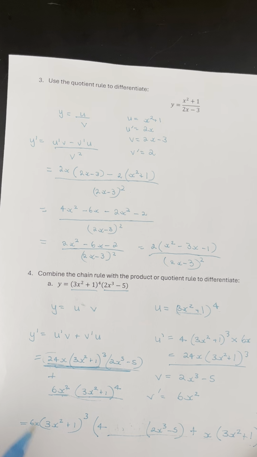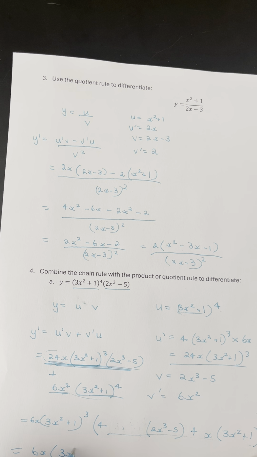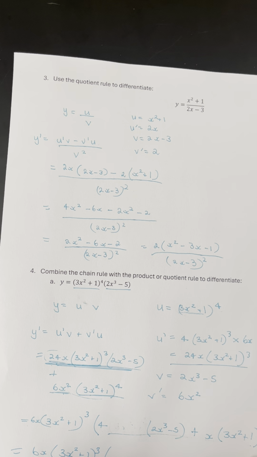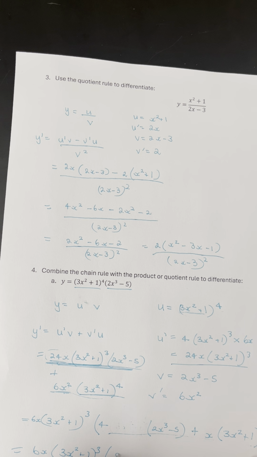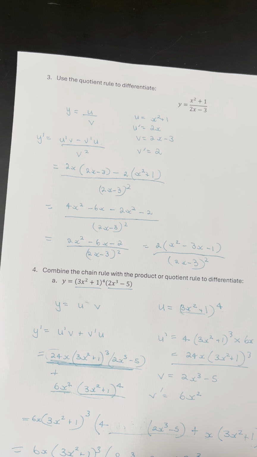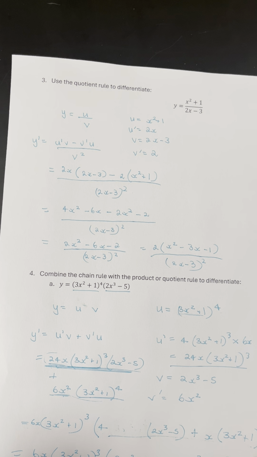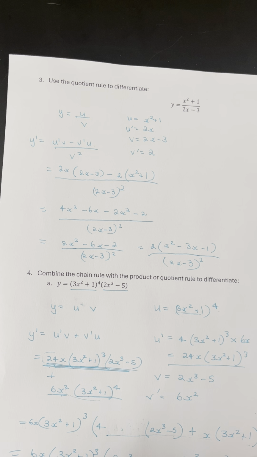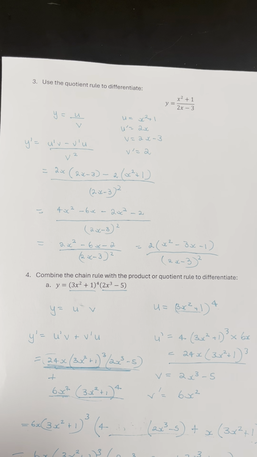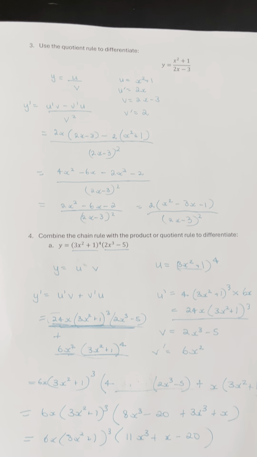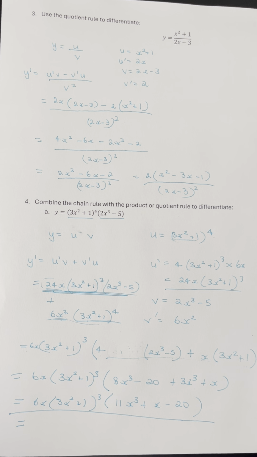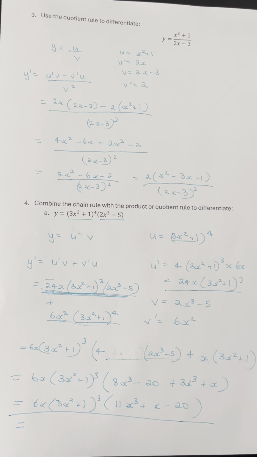Now expanding this, so I've got 6x outside of 3x squared plus 1 cubed. Then I have 4 lots of that, so I've got 8x cubed minus 20 that I'm adding to 3x cubed plus x. So then I can simplify that. And I have 8x cubed plus 3x cubed is 11x cubed. I've got plus x minus 20. And I can leave it in that format. If I wanted to, I could probably bring that 6x in here just to give me 2 brackets, but that is fine as it is.